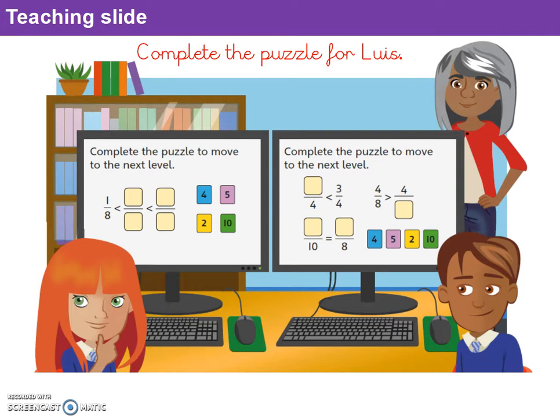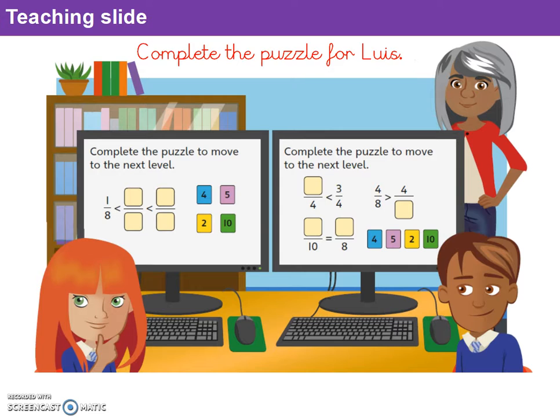So let's begin by looking at question 1a. We're completing the puzzle for Lewis. And the first thing I'm going to do is look at what information I'm given. And again, it's using that greater than, less than or equals to symbol. Now in Lewis's problem, we can see we've got all 3. So what I'm going to do is take one which I know definitely is going to be correct, which is our equals to.